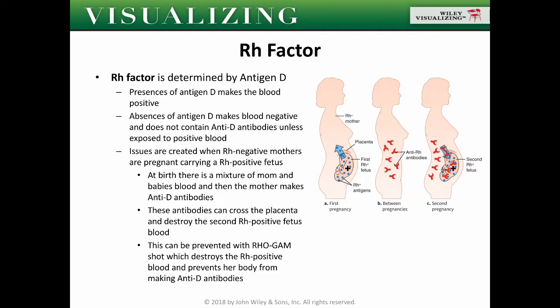So what happens? Since antibodies can pass through the placenta, the antibodies can attack the blood of the fetus, and so it can be fatal to the fetus. So we have methods to prevent that by injecting them with a ROGAM shot, which can destroy the Rh positive blood and prevents her body from making anti-D antibodies. So ROGAM is basically a molecule. It doesn't mean that it will kill the fetus or the blood in the fetus, but any Rh positive blood that enters the woman's body.